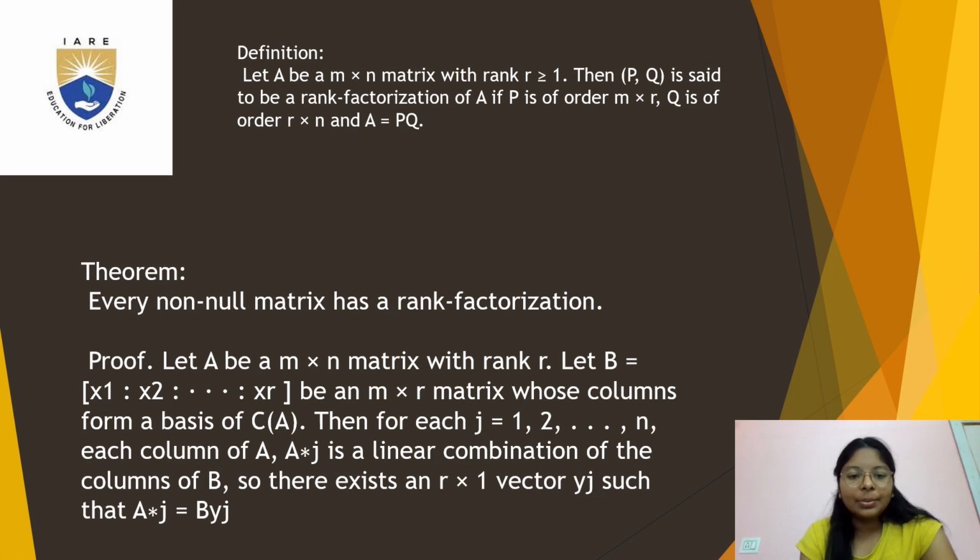Proof: let A be an m cross n matrix with rank r. Let B = [x1 x2 ... xr] be an m cross r matrix whose columns form a basis of C(A). Then for each j = 1, 2, up to n, each column of A, A_j, is a linear combination of the columns of B. So there exists an r cross 1 vector yj such that A_j = Byj.